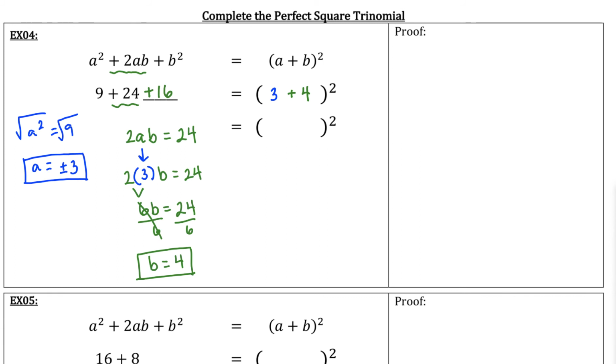Now, let's see if this works with the negative version. So 2ab is 24 still. But instead of making a 3, I'm going to make a negative 3. Two times negative 3 is negative 6. Oops, that looks like a b.